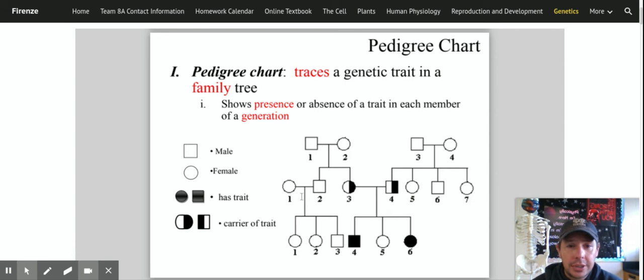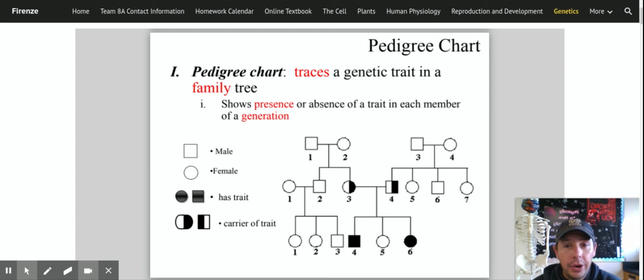For instance, here's a sample pedigree chart. Here's the first thing you need to know. There are 3 generations in this pedigree chart. Here's generation 1. This would be like your grandparents, this top row. Generation 2 would be your parents, your aunts, and your uncles. And then generation 3 is you and all of your cousins. So the top row is generation 1, the second row is generation 2, the third row is generation 3.